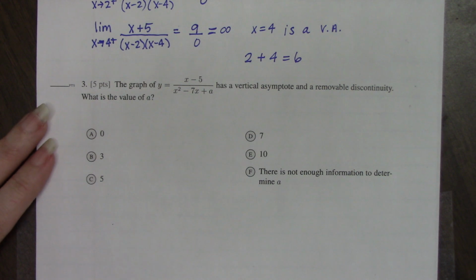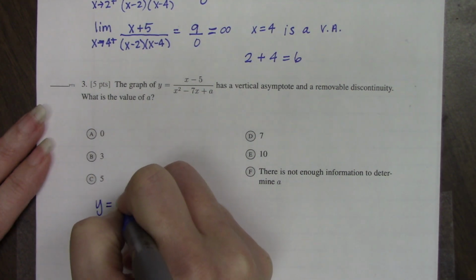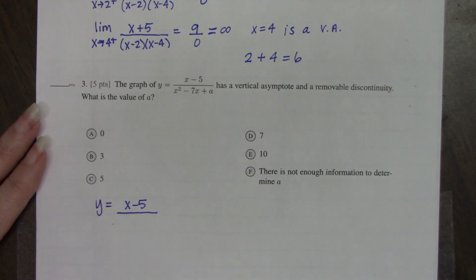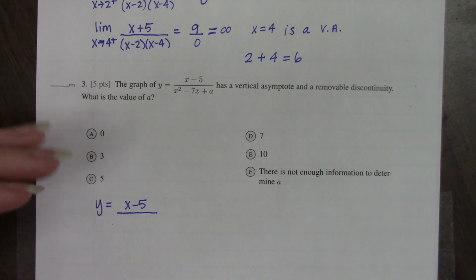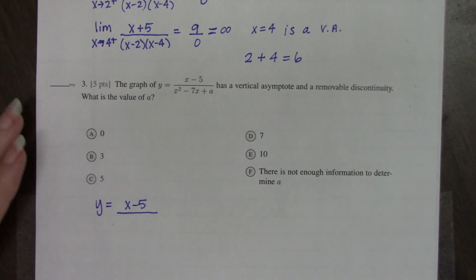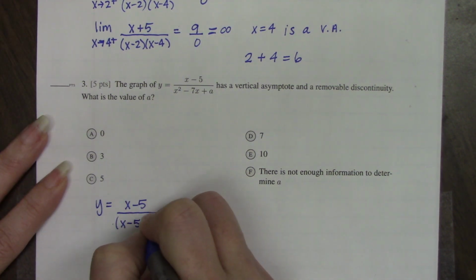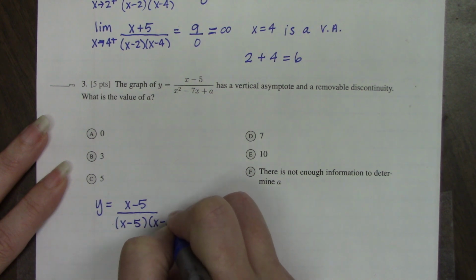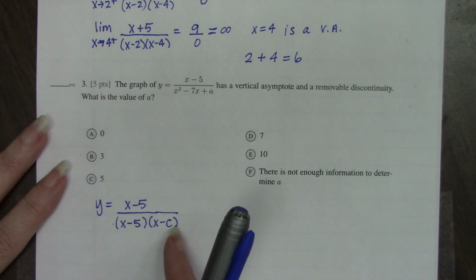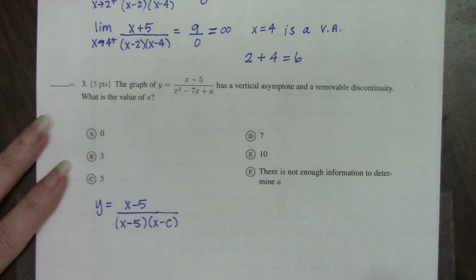So the first thing that I'm going to do is write the denominator as factors. Now, the only thing that could possibly cancel out of this equation is x minus 5. It's the only thing in the numerator. So I'm going to factor this quadratic into x minus 5 times x minus some unknown value c. If I were to FOIL this quadratic out, 5 times c would end up equaling a.